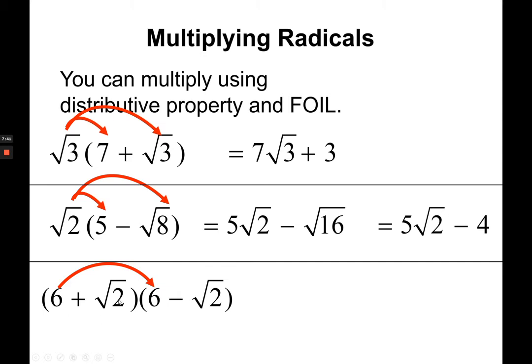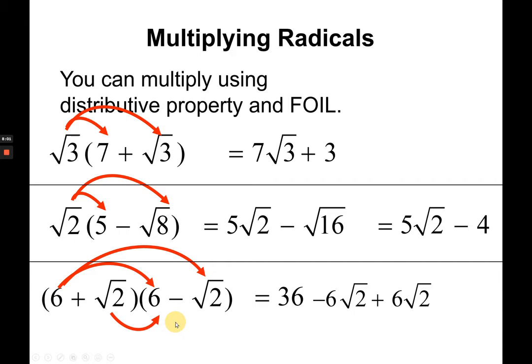If you have two numbers times two numbers, perform FOIL. First is 36 by the first, and then O outside, 6 times the square root of 2. You just write them together, but it's negative. And then the inner, square root of 2 times 6, positive. And then the last, remember, square root of 2 times the square root of 2 is the number. It will be negative because of the negative sign, so it's minus 2.